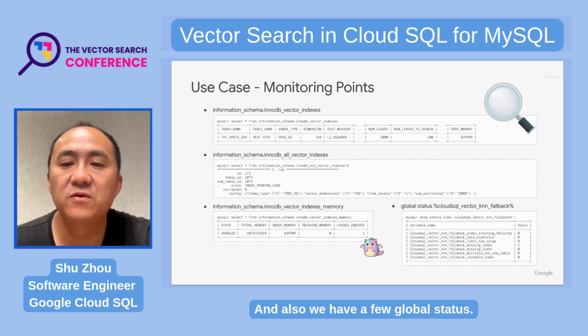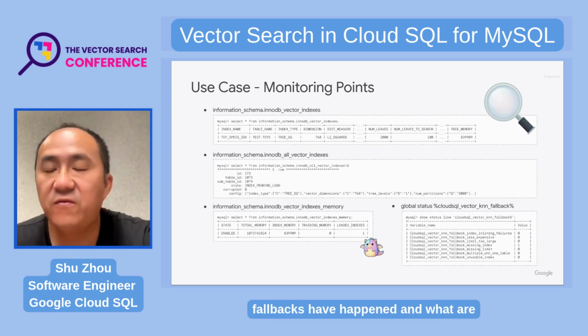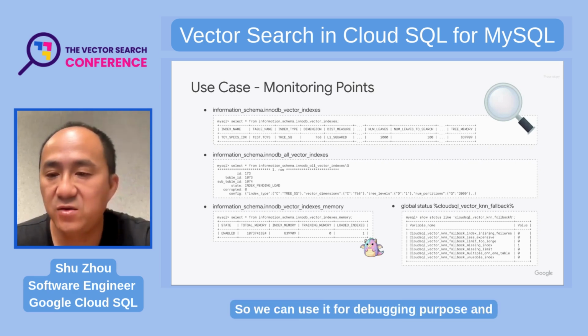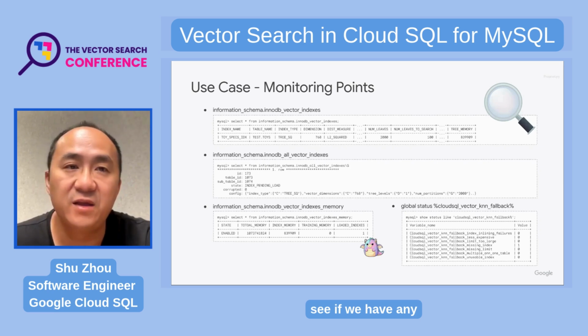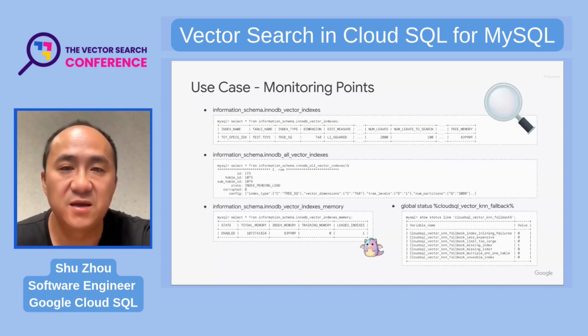And we also have a few global statuses. They tell us how many KNN fallbacks have happened and what their reasons are. So we can use it for debugging purposes and see if we have any glitches or corner cases missed in the overall application design.